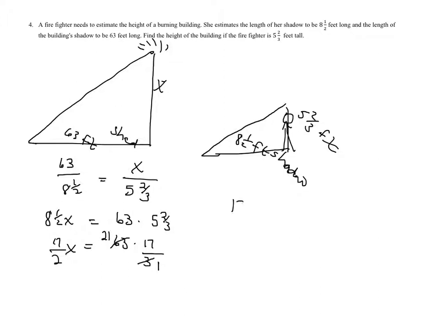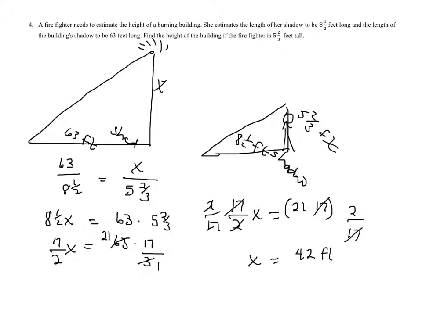So now I have 17 over 2 x is equal to 21 times 17. And you're like, why aren't you multiplying it? You'll see. And what I need to do is get rid of that fraction, so I'm going to multiply both sides by the reciprocal, 2/17. Look at this. These will divide out and get 1. And look at how cute the little 17s cancel, so I don't have to worry. So this will be 42 feet. So the building is exactly 42 feet. I didn't do any approximation at all, although she did some approximation in her estimation.